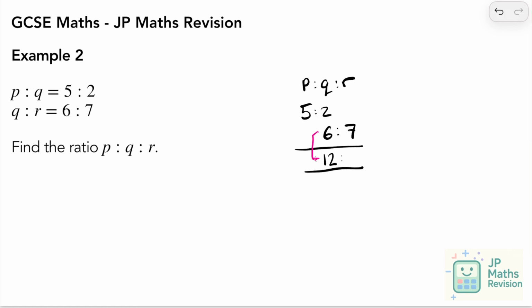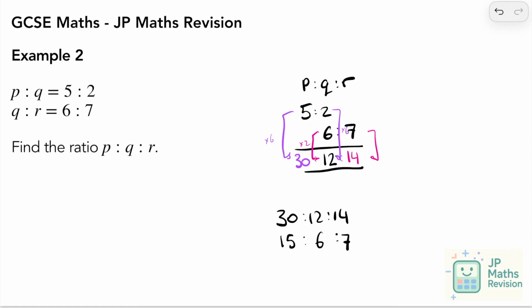Now to get from 6 to 12, I times by 2. So 7 times 2, that's going to be 14. And to get from 2 to 12, I times by 6. So 5 times 6, that's going to be 30. So my answer is going to be 30 to 12 to 14. But I could simplify that by dividing through by 2. So if I divide everything by 2, I end up with 15, 6 and 7.